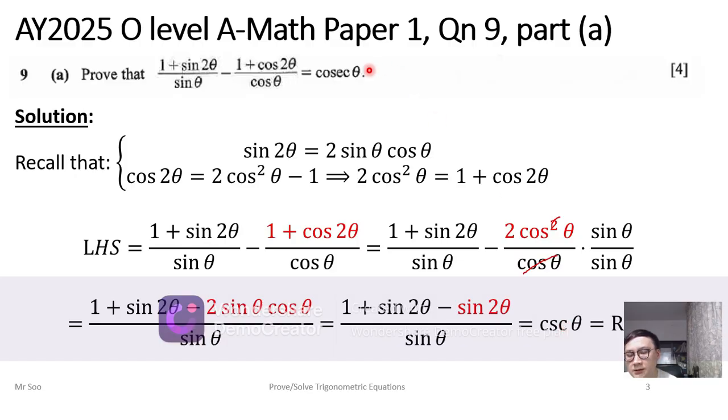Then you make a comparison to the original question on the right hand side, correct? CSC theta, CSC theta. By the way, cosec can be shorthand as CSC. Both mean cosecant. You make a comparison, and clearly we get the right hand side. Then you just conclude equals RHS. Shown. Finish. Like that, 4 marks.